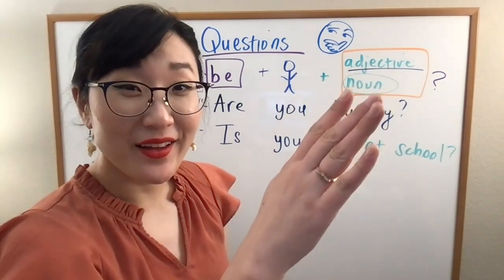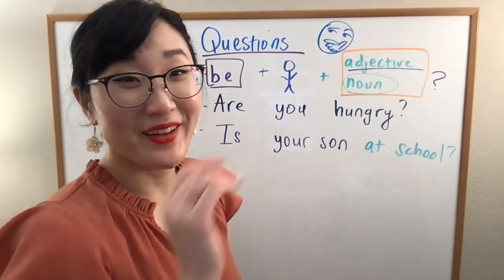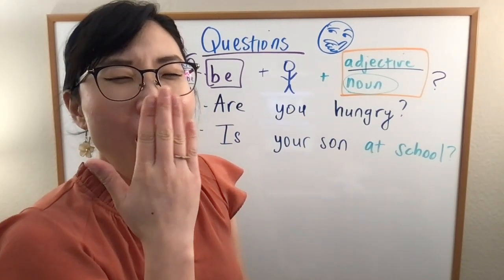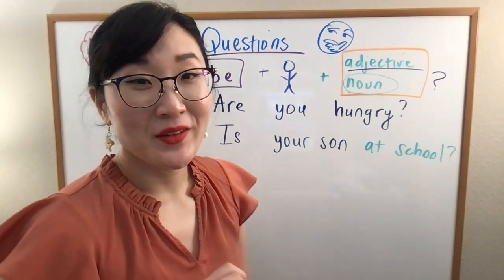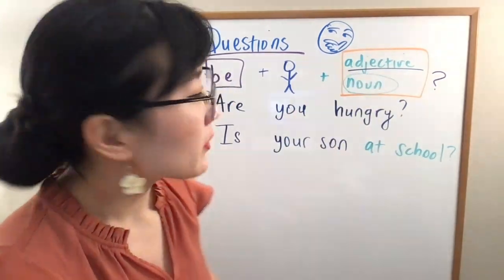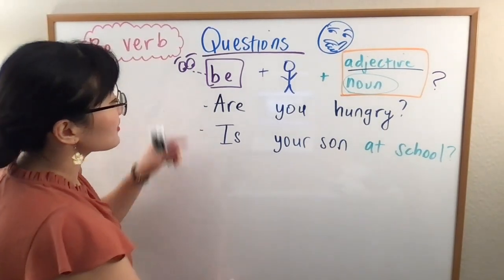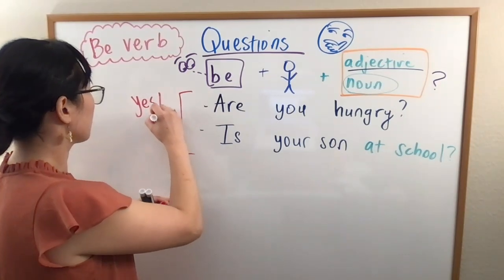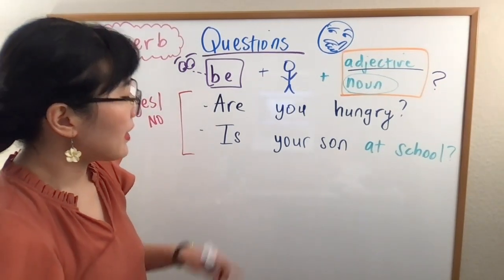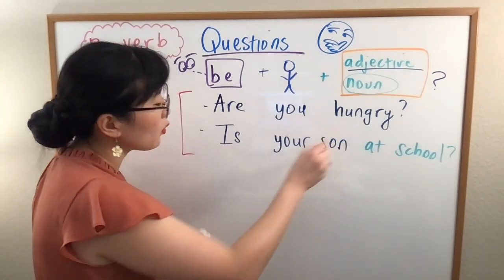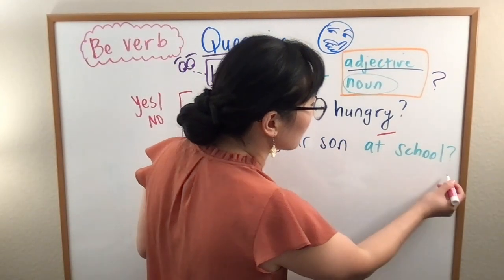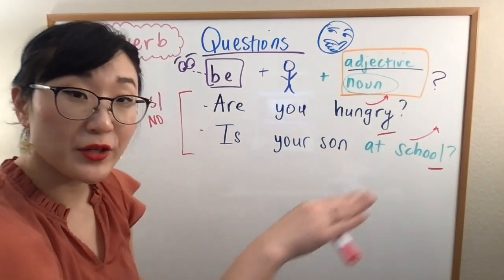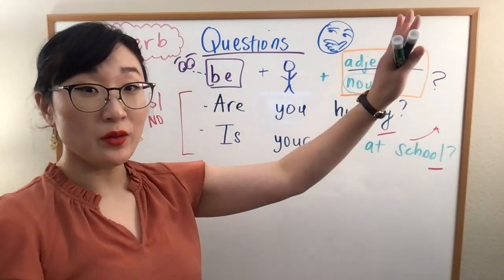Are you okay? Are you tired? Are you angry? Are you sleepy? Are you at work? These are examples of yes and no questions. Right? And the thing is, for these yes and no questions, this final sound, this final syllable is going to go up. Are you hungry? Is your son at school?